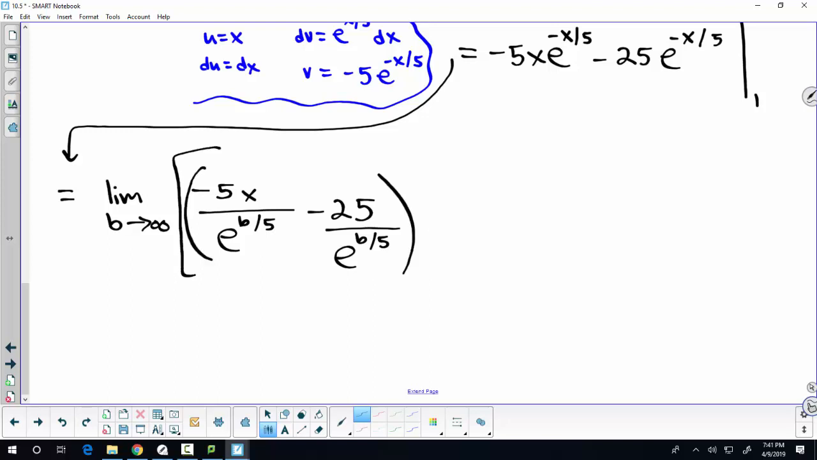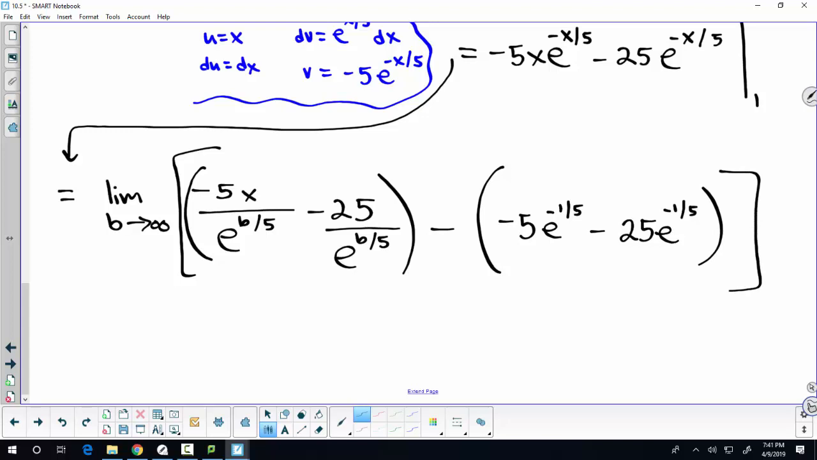There's f of b minus f of a. We plug in 1, so what do we get? Negative 5 e to the negative 1/5 minus 25. So really, all of this stuff right here is finite. We really don't care about its value. We just know that it is finite. So it's capital N, whatever it is. We just have to address what happens to these two things as b approaches infinity.